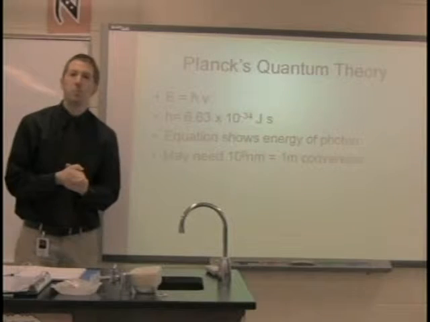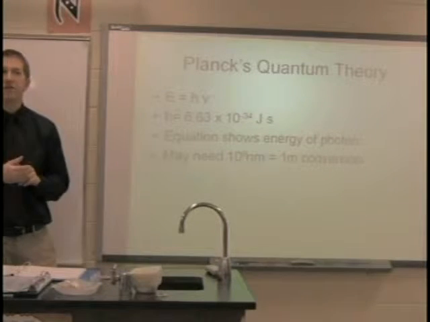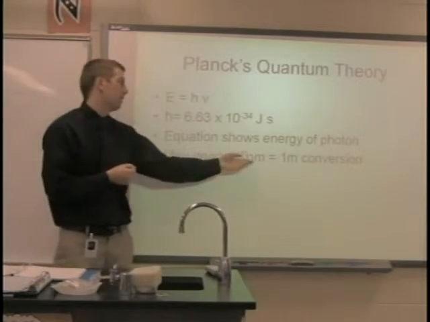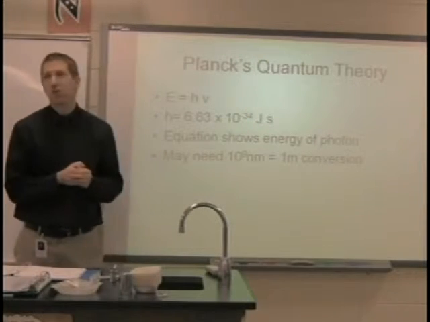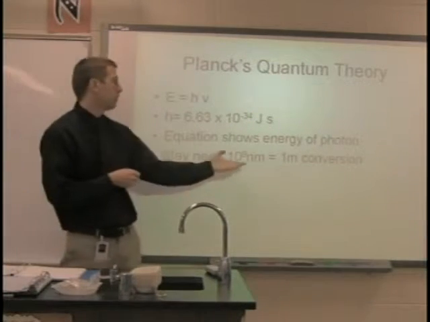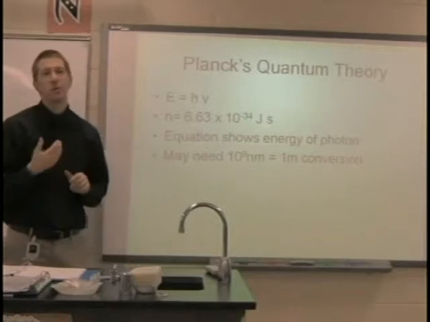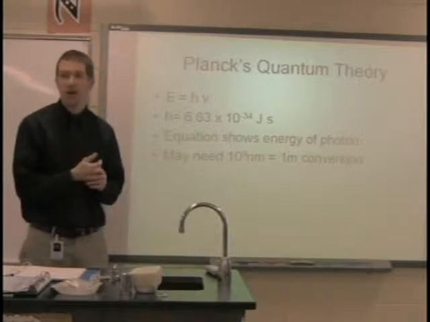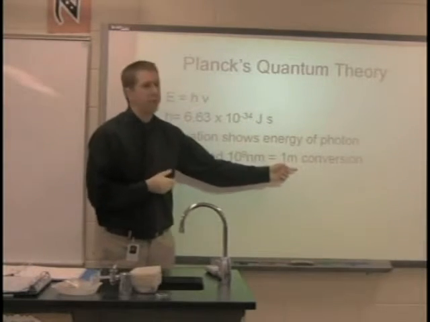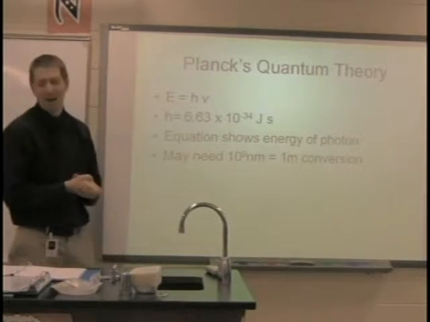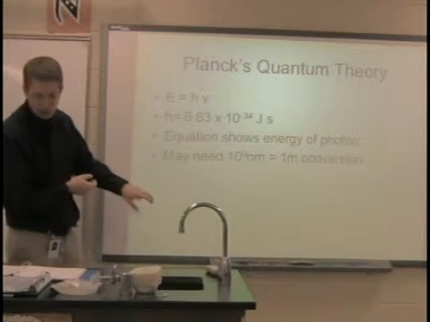One conversion that you'll probably need to know: wavelengths, since they're so small, are in nanometers. There's 10 to the 9th nanometers in 1 meter. You'll probably need this conversion because the speed of light is given to you in meters per second, so your unit will be meters, but once again, wavelength is typically in nanometers. So that conversion would be helpful for you.